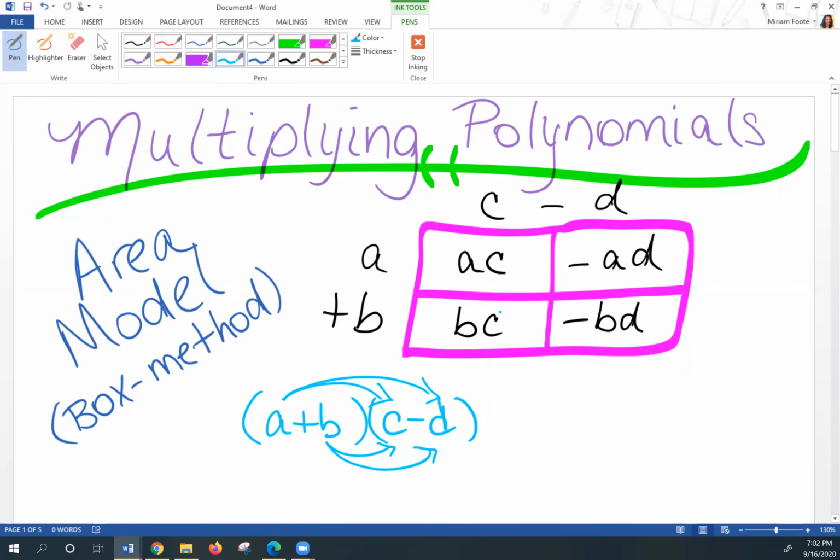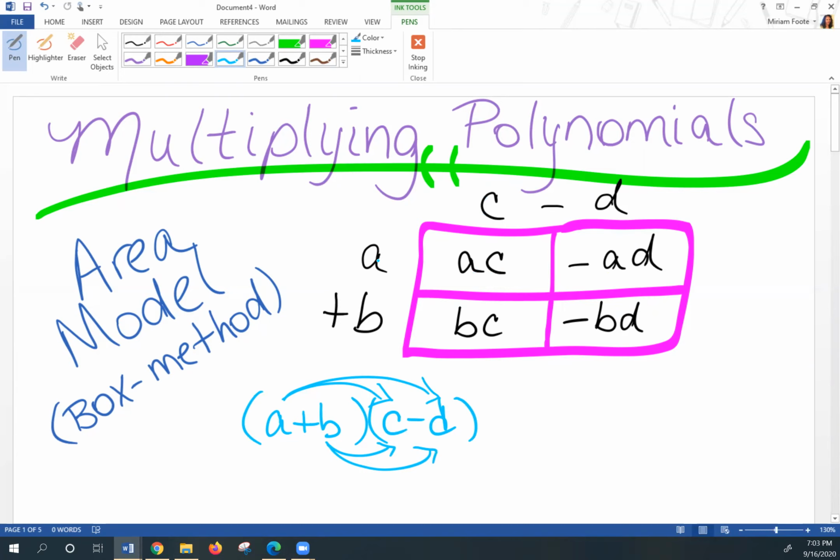This is just a visual form of doing the exact same thing. So like I said, a times c, well, this is a times c. I just place the answer in the first box. And then a times negative d, well, this is a times negative d. And again, I place the answer in the second box, a negative ad.